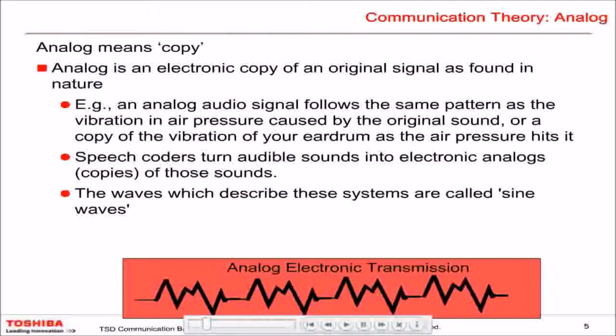For instance, an analog audio signal follows the same pattern as the vibration and air pressure caused by the original sound, or a copy of the vibration that your eardrum hears as the waves of pressure hit it. Speech coders turn audible sounds into electronic analogs of those sounds. The waves which are described in these systems are called sine waves.